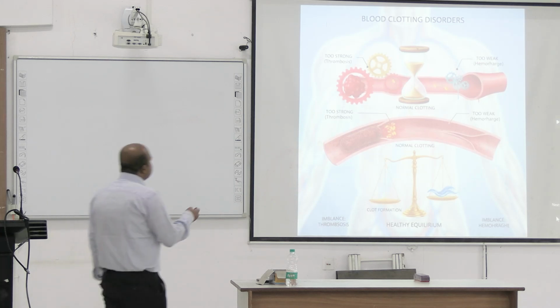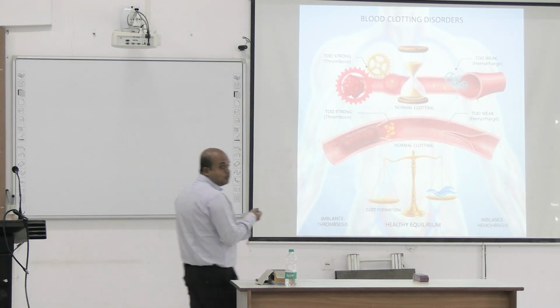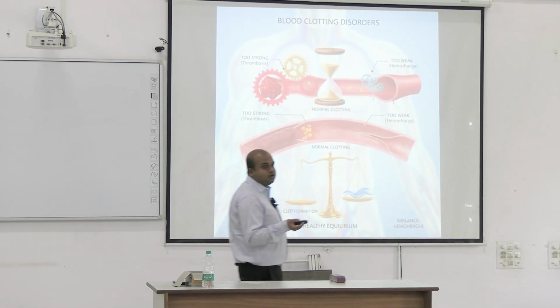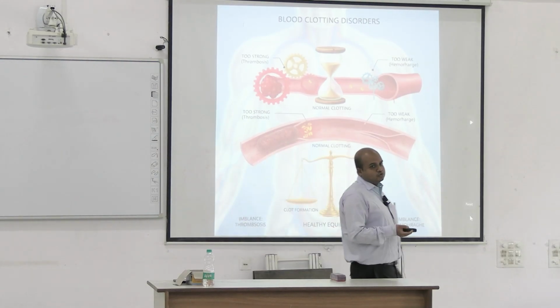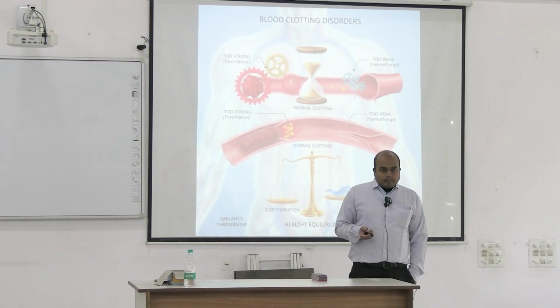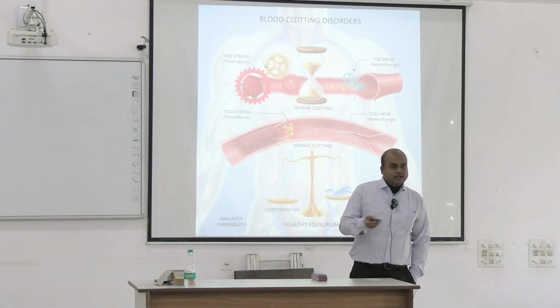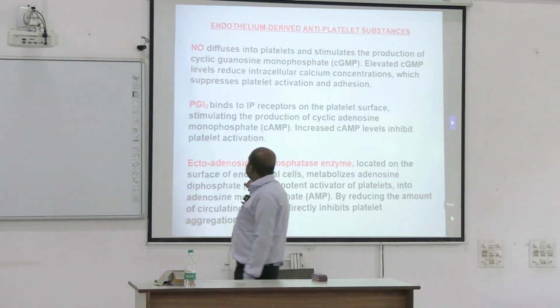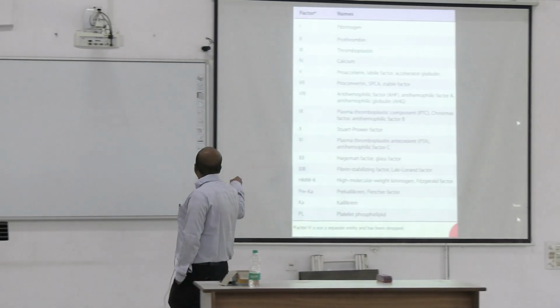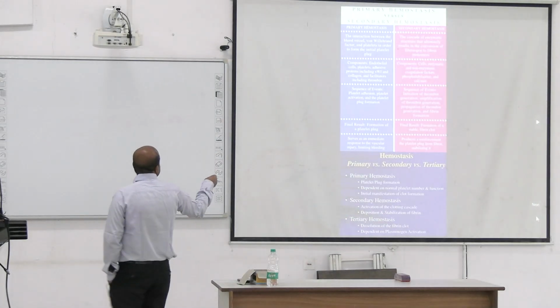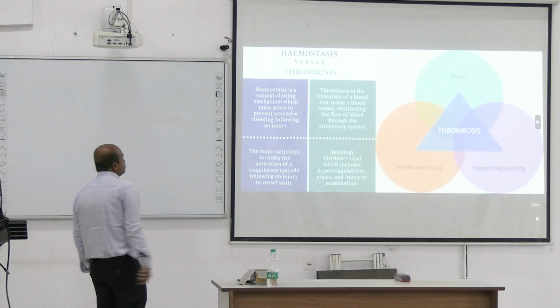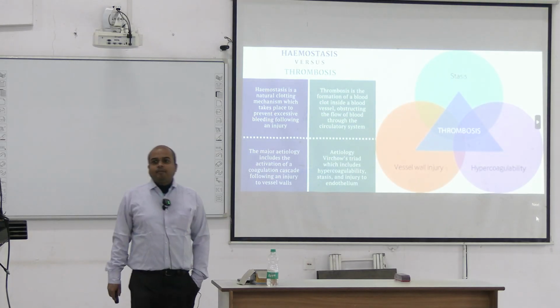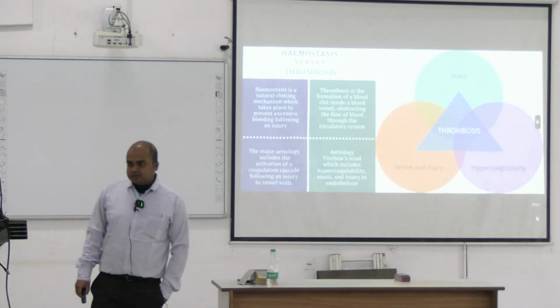Just remember blood clotting disorders; we had mentioned thrombosis. What is the meaning of hemorrhage? It means bleeding. So if clotting is weak, it will lead to bleeding. If clotting is too strong, it will lead to thrombosis. What is thrombosis? We mentioned yesterday: formation of a blood clot inside a blood vessel.